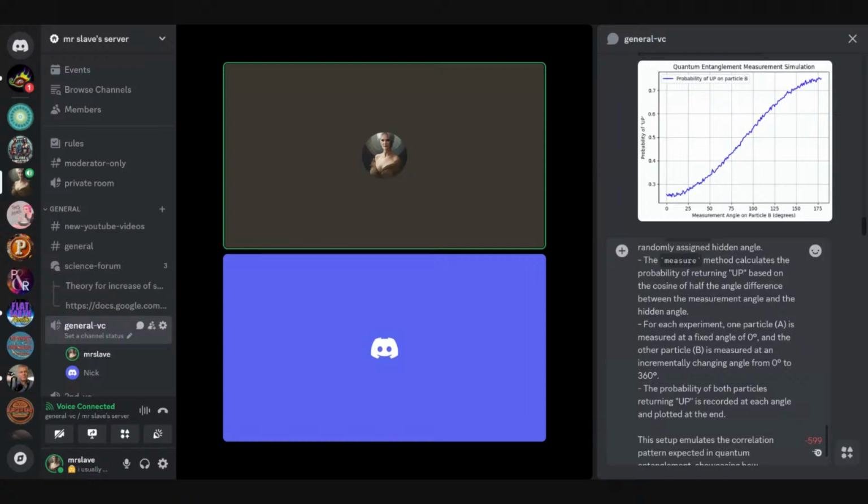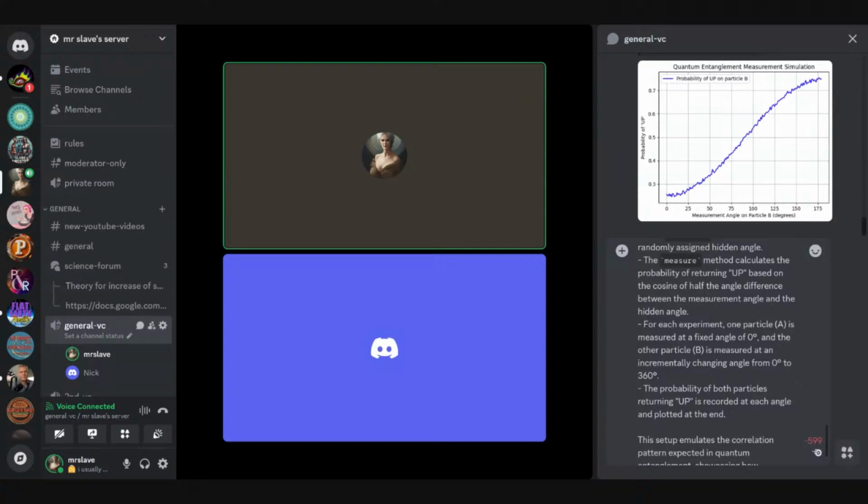Why is it important? I don't care. There's no spooky action at a distance. I didn't tell ChatGPT, I didn't tell Python to communicate between the two particles.